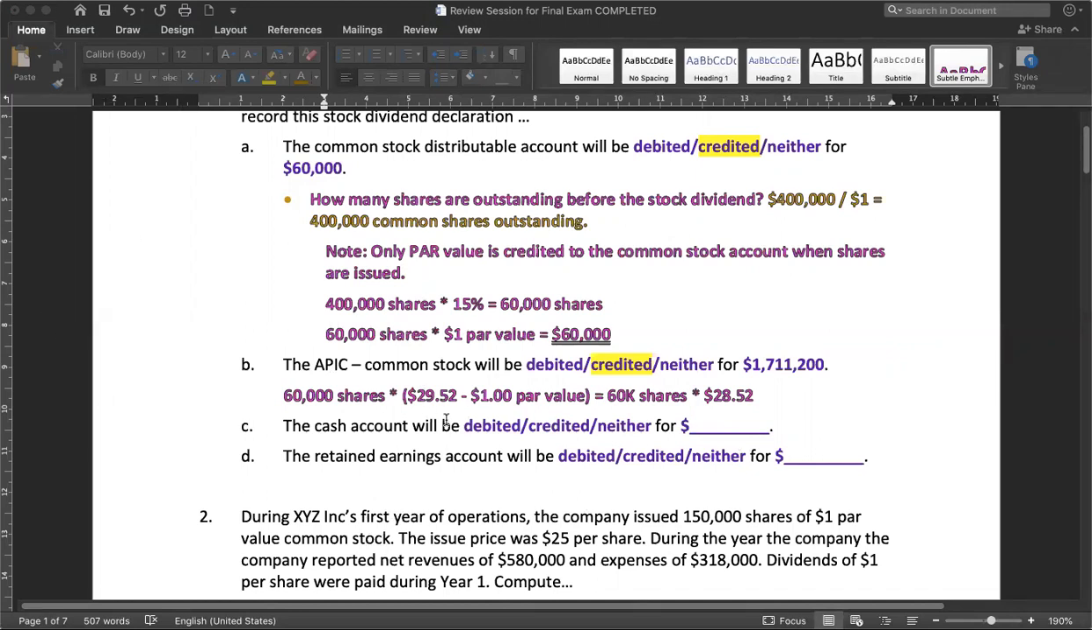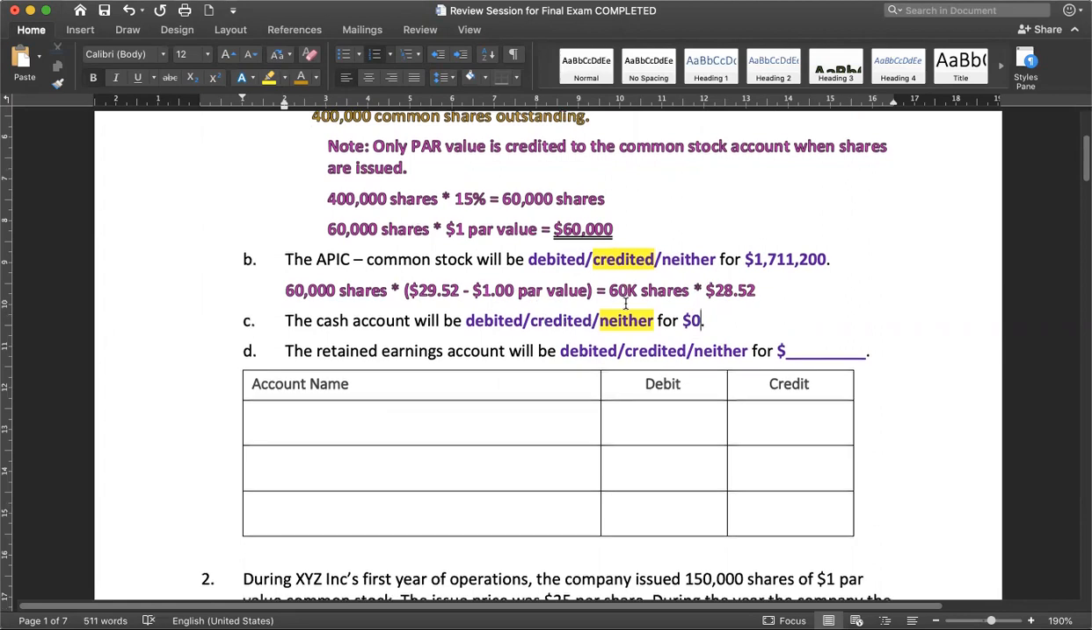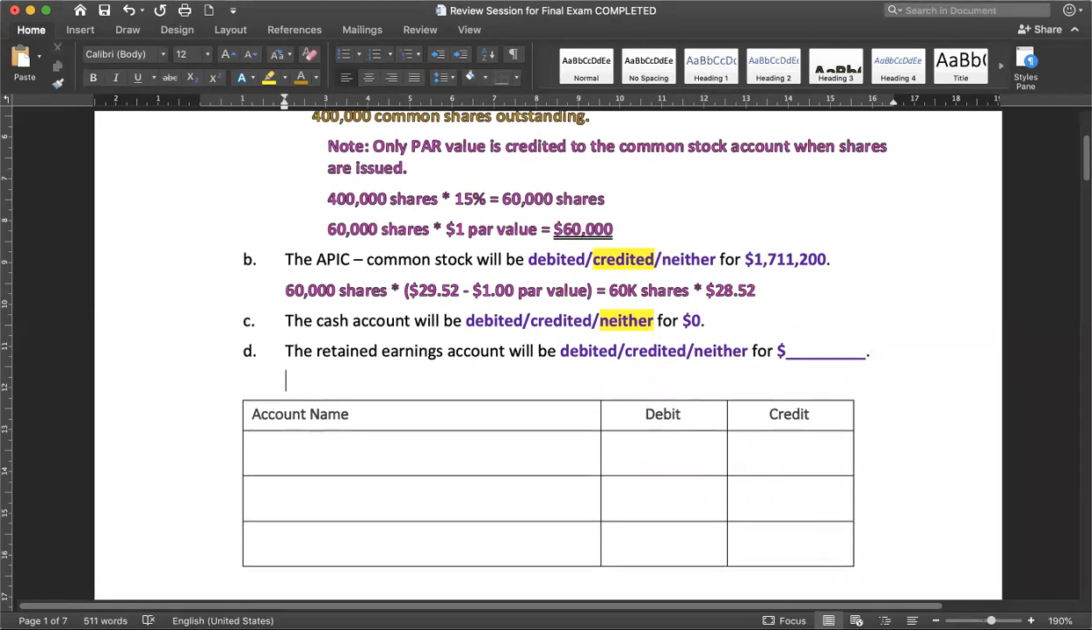All righty, so recall that when there is a stock dividend, there is no cash that's involved. So then the correct part here would be neither, and the amount would be 0. And then finally, the retained earnings account. Just note here that the retained earnings account is going to be charged or reduced by the fair value of the shares when the stock dividend was declared.